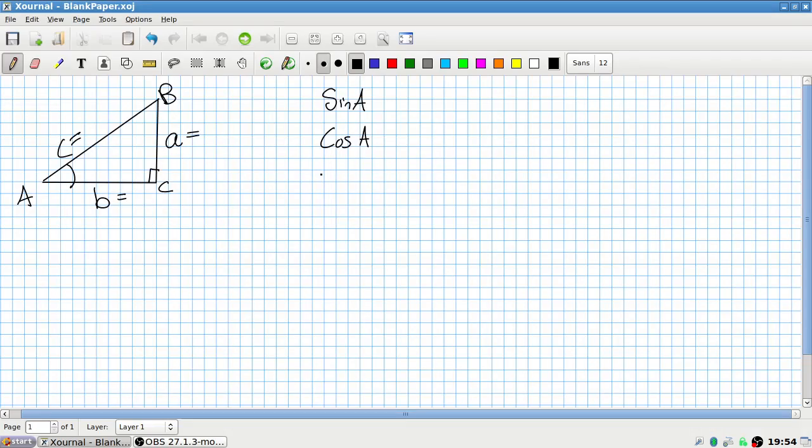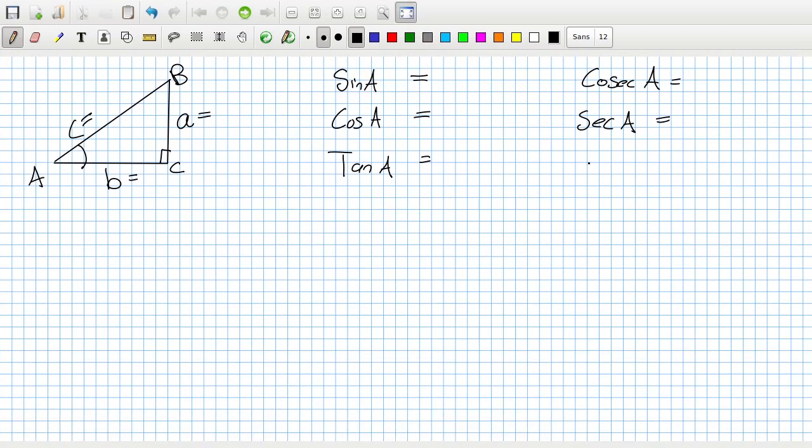Okay, and we want to calculate here the sine of A, cos of A, the tan of A, cosec A, sec A, and cotan A. Okay, let's get started.